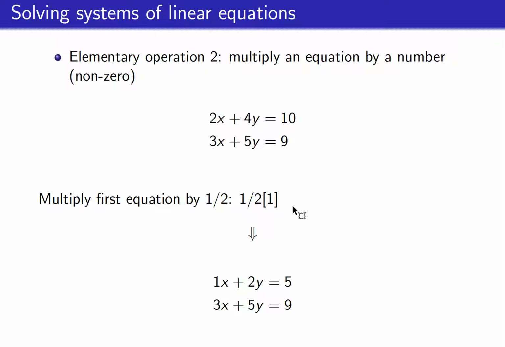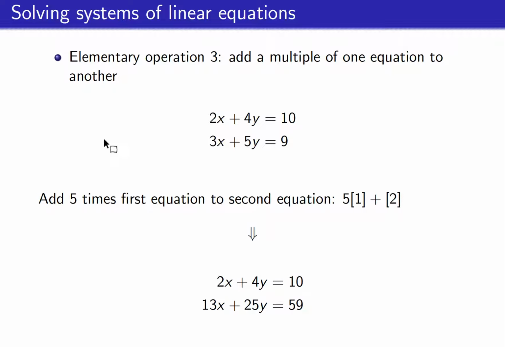What I'll do is use brackets to indicate an equation number. So here, 1/2 bracket 1 means 1/2 times equation 1, and this is how I'm going to notate this kind of operation: multiply this equation by this number, 1/2. All right, that's elementary operations of type 2.